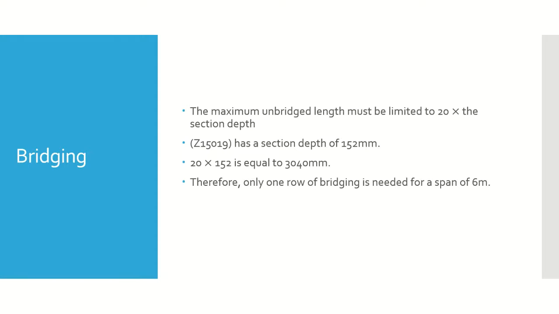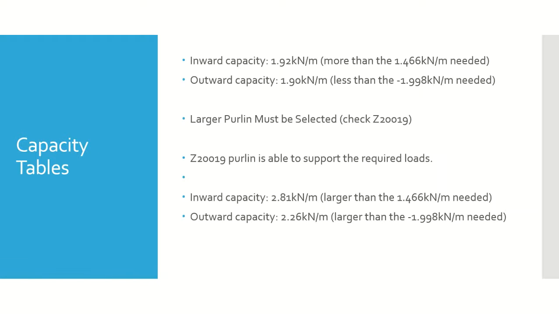Bridging enhances purlin performance. When used correctly, it can result in a smaller and perhaps more economical purlin section being used. The capacity tables are then referred to check if the test purlin is capable of sustaining the required loads. It was found to be inadequate and hence a larger purlin section was selected. The larger purlin was capable of carrying the loads. The next step is to determine the new self-weight of the purlin and then ensure that it can support the new dead load.